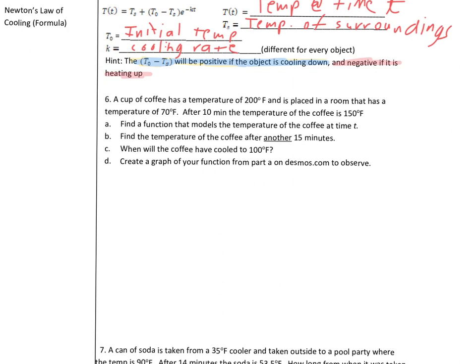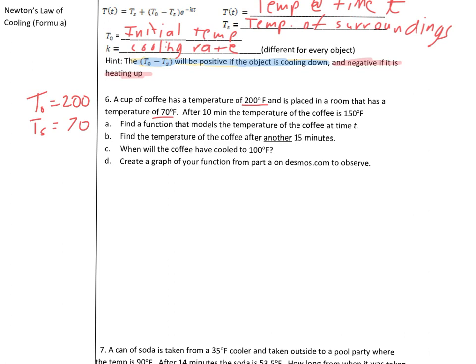So we got a cup of coffee, it has a temperature of 200 degrees Fahrenheit, placed in a room that has a temperature of 70 degrees Fahrenheit. After 10 minutes, the coffee is 150 degrees. So for this one, what I notice here is a couple of things. The first thing I notice is that our 200 degrees is going to be our initial temperature. That's our cup of coffee. So T sub 0 is 200. It's placed in a room that's 70 degrees, so the temperature of the surroundings is 70 degrees.